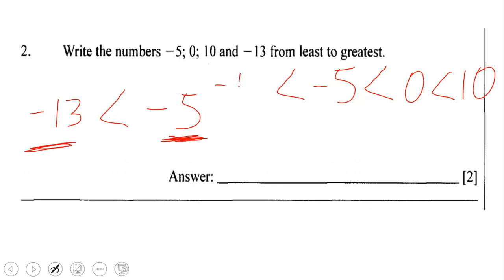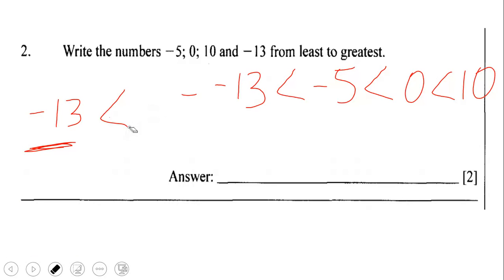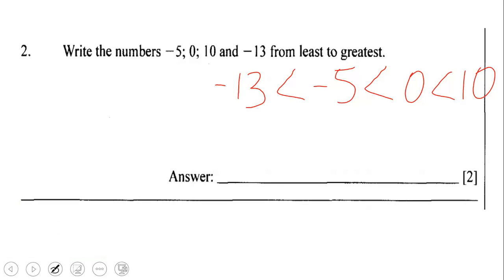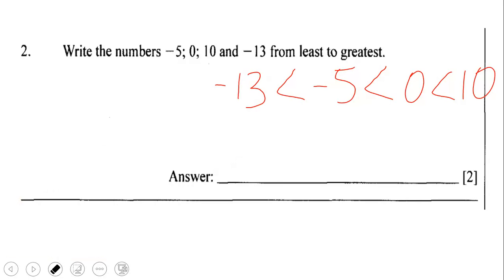So -13 is the smallest number. Then comes negative 5, then 0, then 10. So let's arrange these numbers from smallest to greatest. And the answer is negative 13, next is negative 5, next is 0, then 10. And that is the answer.